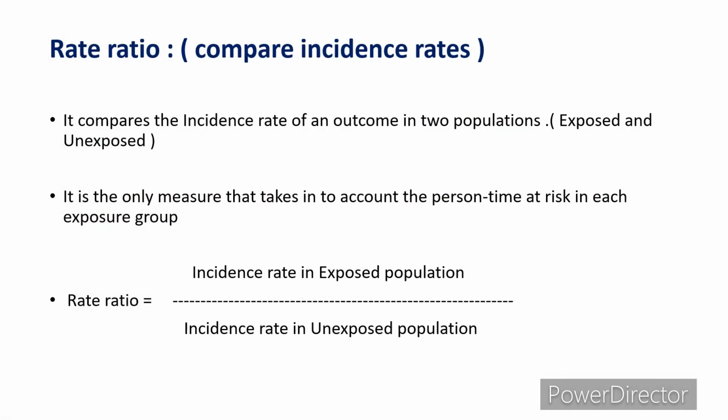Now coming to the rate ratio, here we compare the incidence rates. And what is the main difference between incidence rate and risk? Here we consider the person time at risk, right? Whereas in incidence risk we take the population. So rate ratio compares the incidence rate of an outcome in two populations, exposed and unexposed. It is the only measure that takes into account the person time at risk in each exposure group. In simple words, rate ratio equals incidence rate in exposed population divided by incidence rate in unexposed population.